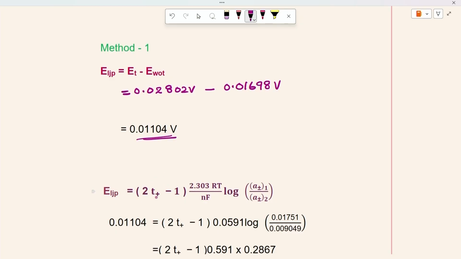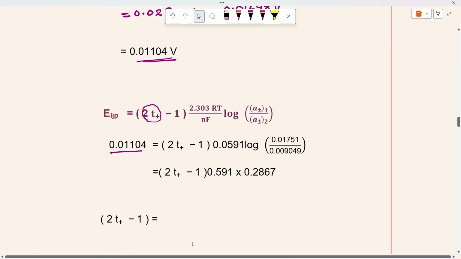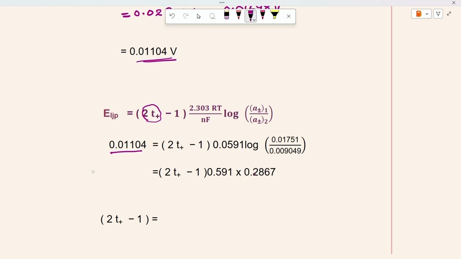Now, you can solve for the transport number in two ways. The liquid junction potential is equal to (2t plus minus 1) times 2.303 RT by nF times log of the mean ionic activity of 1 divided by the mean ionic activity of 2, from which we are going to find the value of 2t plus, and from that we will get the value of t plus. The liquid junction potential has been substituted, and the activities are being substituted.